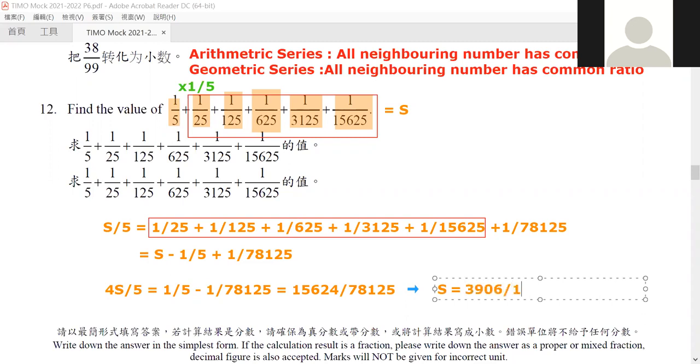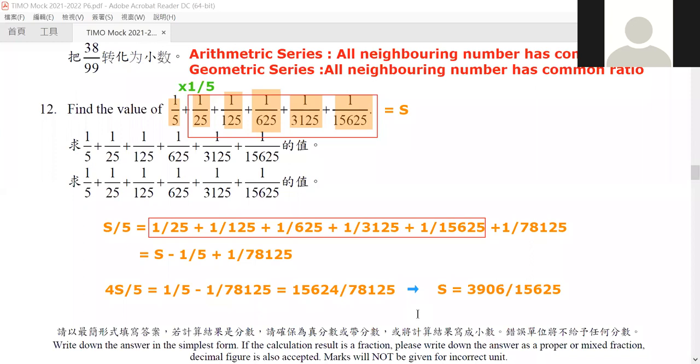3906 divided by 15625. Okay. In fact, like the arithmetic series, there are equations for this kind of series, the sum of the series. But in here, I do not use that method.